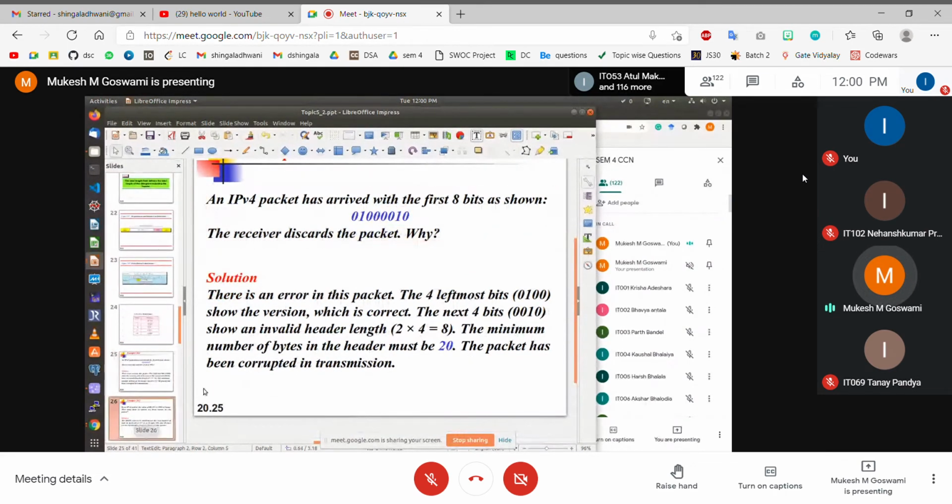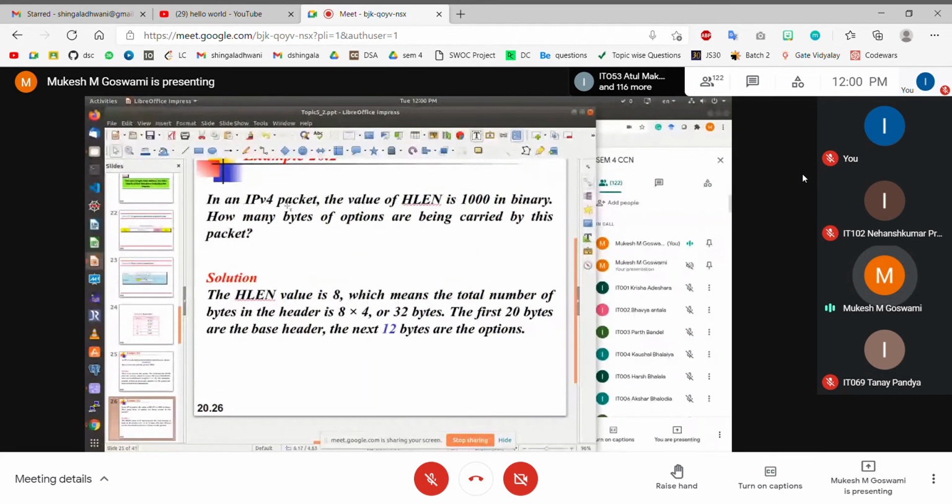Let us try to understand a second example: an IP version 4 packet has an H length value of 1000 in binary. How many bytes of the optional field are being used? When the H length has the binary value 1000, the decimal equivalent of 1000 is 8. So the value of the H length field is 8. If the value of the H length field is 8, what is the length of the header? The length of the header is H length multiplied by 4, which is equal to 32 bytes.